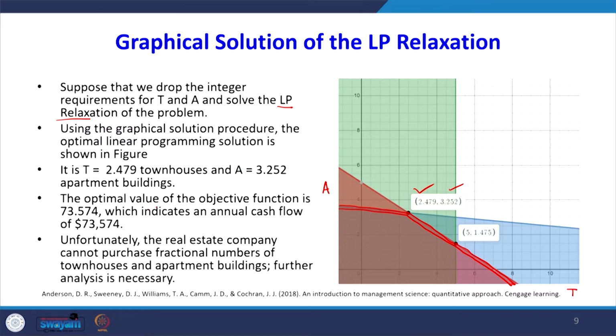The T is 2.479 and A is 3.252. The optimal value of the objective function is 73.574, which indicates an annual cash flow of $73,574, because all the values are in terms of 1000. Unfortunately, the real estate company cannot purchase fractional numbers of townhouses and apartment buildings. So, further analysis is required. That is why we are going to impose the integer constraints.